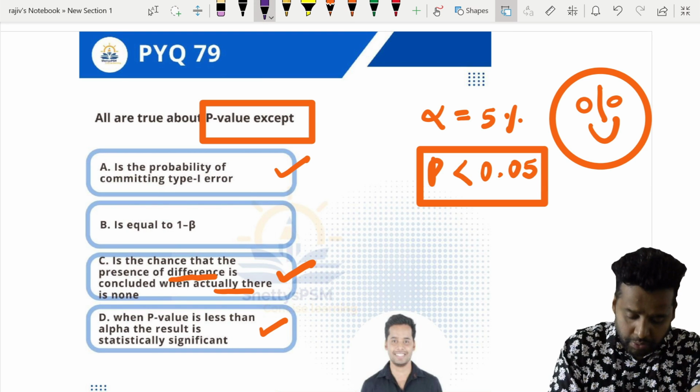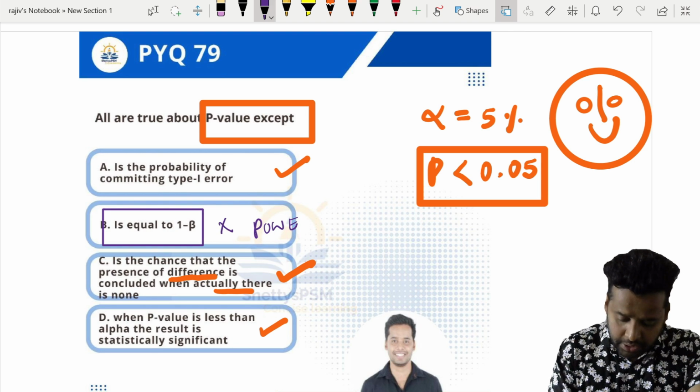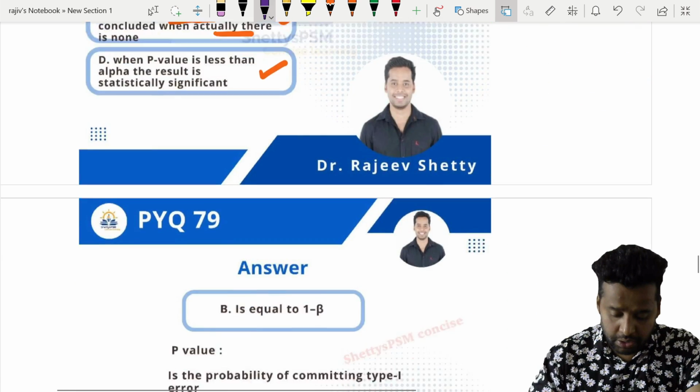Is it equal to 1 minus beta? No, 1 minus beta is power of a study. That is completely opposite of type 2 error, false negative error.